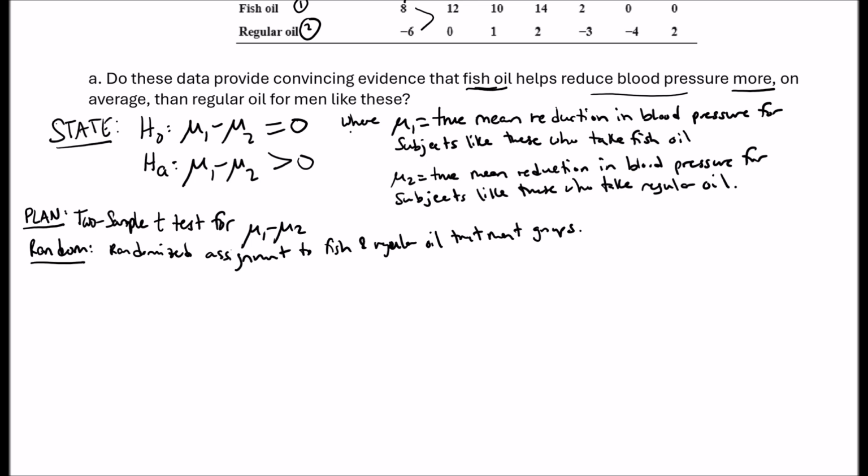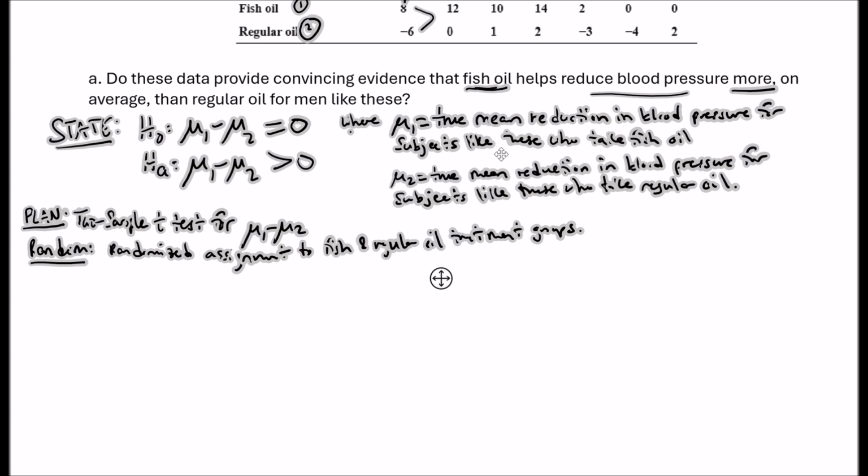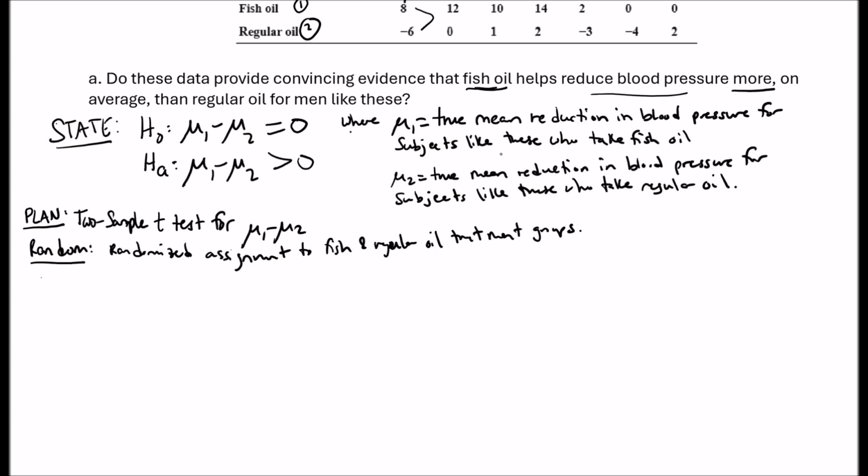Now we don't have to check 10%, so I'm not going to write that here, okay? We do not have to check 10% because we have random assignment here. You're not sampling these guys without replacement from a larger population. We are just recruiting people and randomly assigning them to a treatment group in an experiment. So we're not going to check the 10% condition.